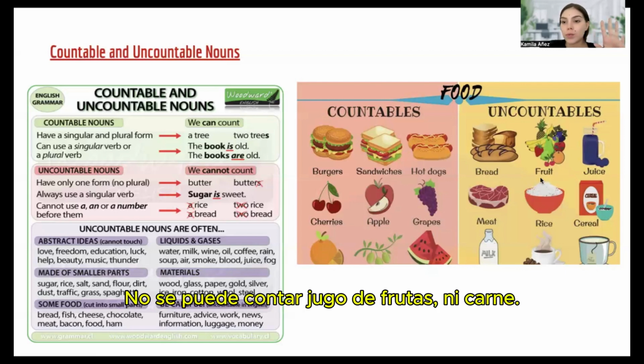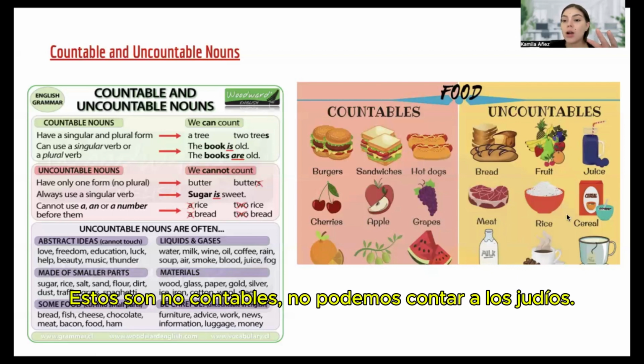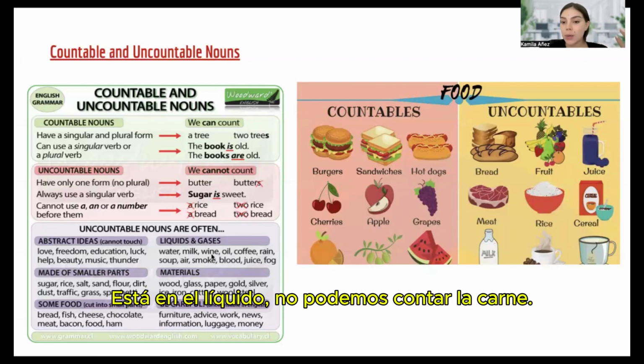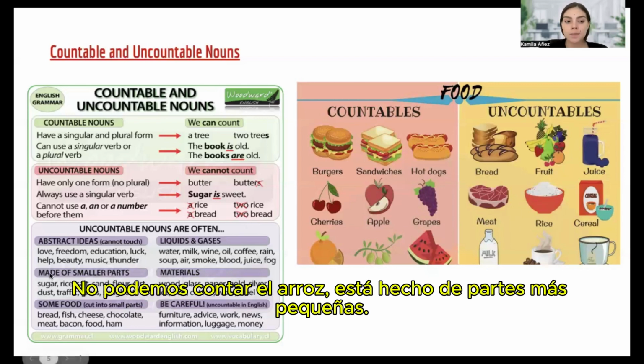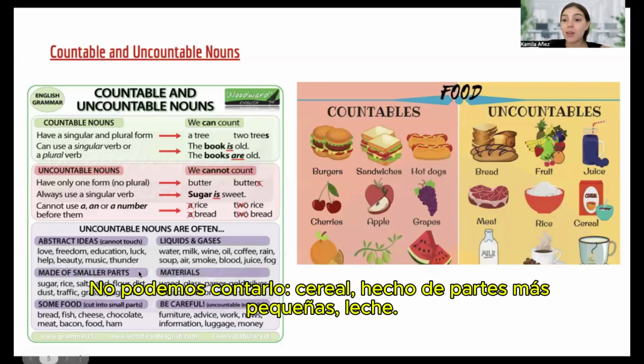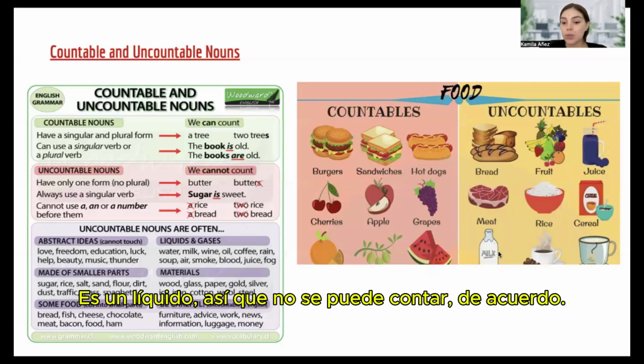All right, uncountable fruit. Juice, we cannot count juice. Meat, rice, cereal, milk, coffee, and tea. Okay, these are uncountables. We cannot count the juice, but it's liquid, right? It's a liquid. We cannot count meat. We cannot count rice. Rice, see, made of smaller parts. We cannot count it. Cereal, made of smaller parts. Milk, it's a liquid. Coffee, it's a liquid. Tea, it's a liquid. So we cannot count it.